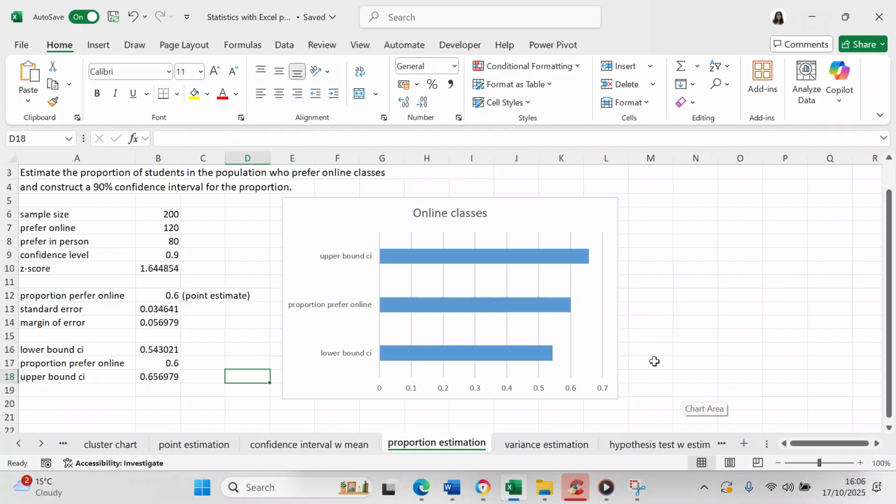So you can see the lower bound is 0.543. The proportion that prefer online classes is 60%, 0.6, and the upper bound is 0.6569. So that's a chart that I made so you can see the lower bound, the proportion that prefer online, and the upper bound. So that concludes this video.